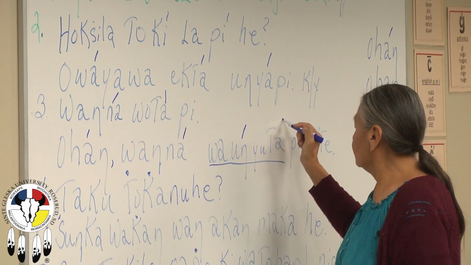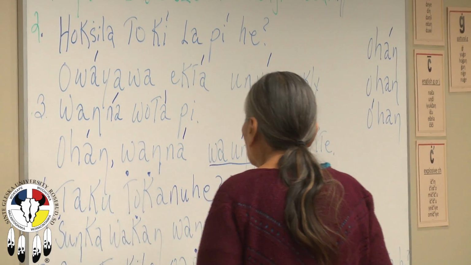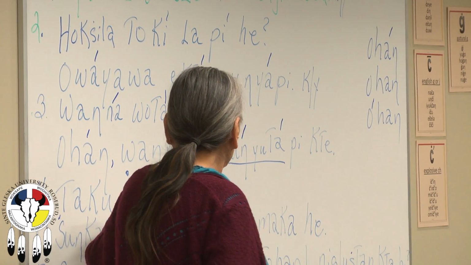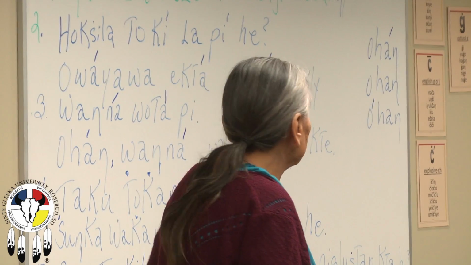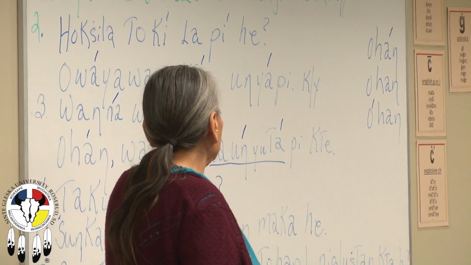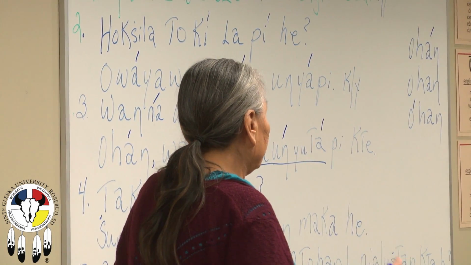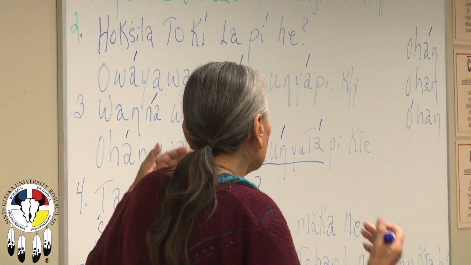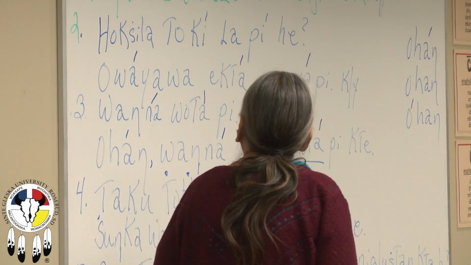Taku. Takto kano he. This is a really tricky word right here. Most people use it as a fast speech. When it's fast speech, it's takto kano he. Just real fast. But when you write it down and you say it slow, it's taku to kano he. What are you doing?